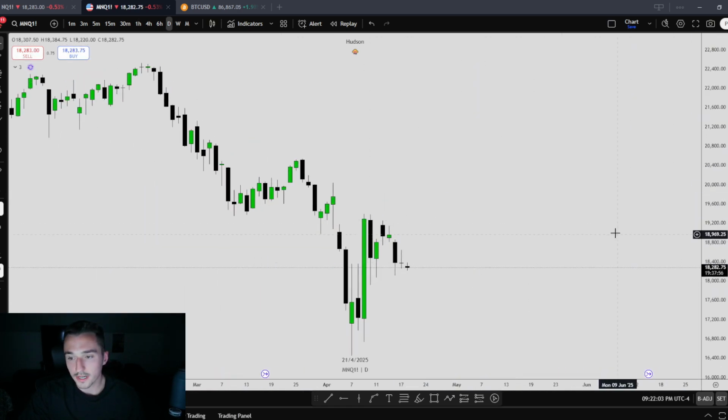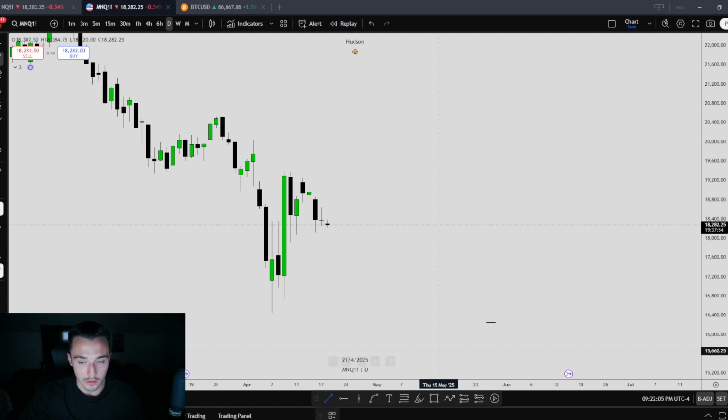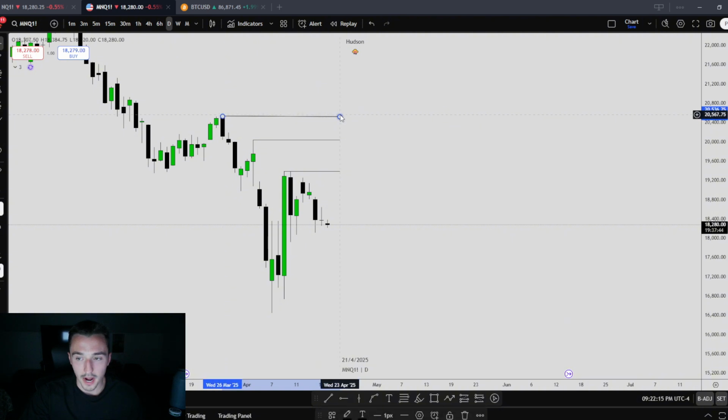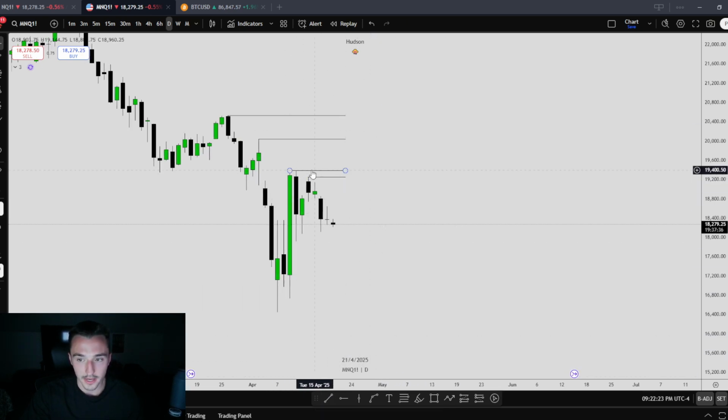Now, where does buy side liquidity lie? Up here, up here, up here, right? So these are buy side liquidity levels, right? Why? It's because they're old highs, right here. Okay, these are swing highs on the daily chart. So these are prominent buy side liquidity levels.